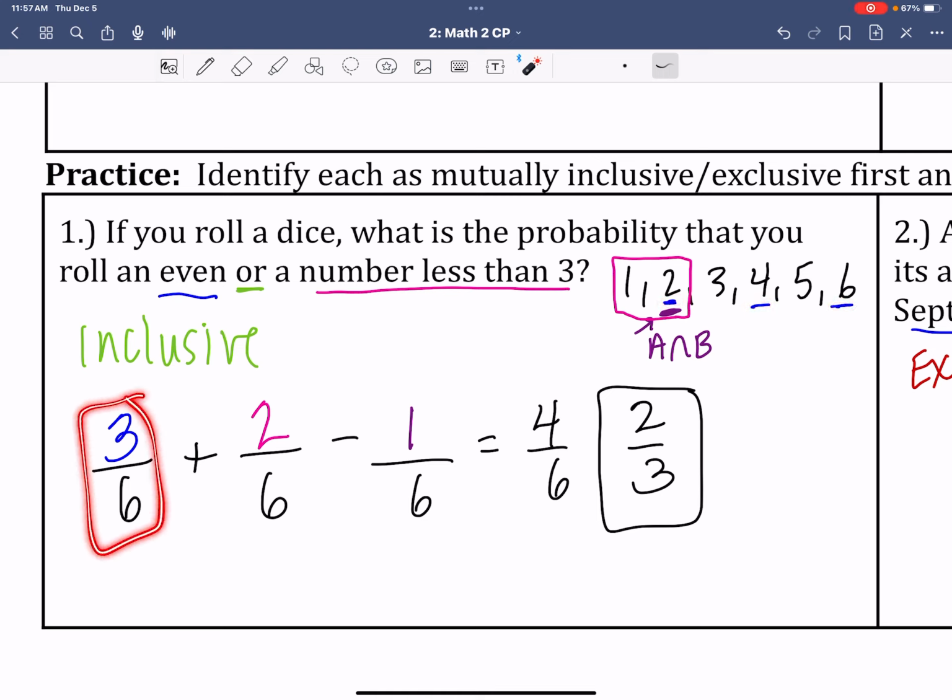And then we want to know "or a number less than 3." It doesn't say less than or equal to, it just says less than 3, so you have 2 options there. That's why I wrote 2. Now we're going to take away the time that it could be both. In this case, 2 is even and is also less than 3, so there's one option that would be both. So we subtract 1 and keep our total. 3 plus 2 is 5, minus 1 is 4 over 6, and that simplifies to 2/3, and that's your answer.